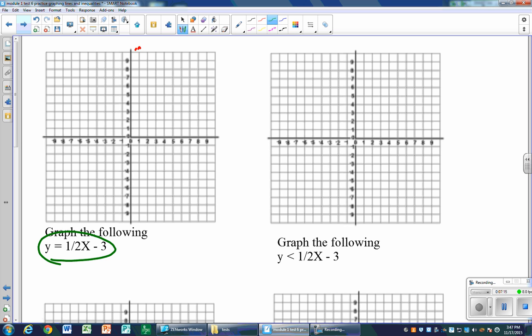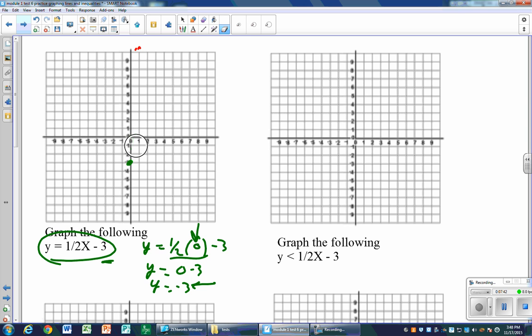You can use the Y button on your graphing calculator, or we start at negative 3. We start at negative 3 because we plug 0 in. Y equals 1/2 of 0 minus 3. 1/2 times 0 is 0. Y equals 0 minus 3. What's 0 minus 3? Y equals negative 3. So when x is 0, y is negative 3. That's the first point that you plot.